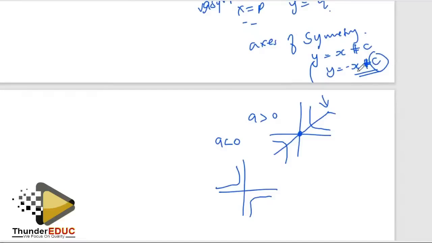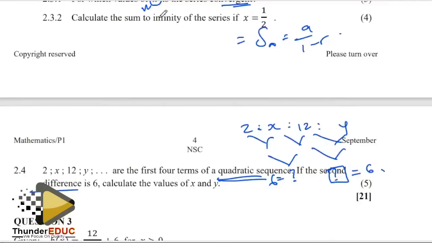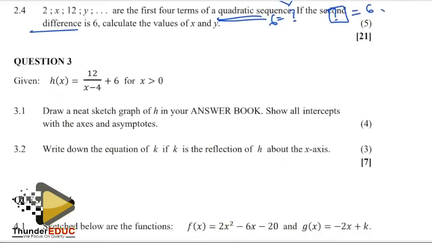And then remember, with the transformations that happen, let's look at a snip of these questions. There's question number 3, which is a hyperbola, so 12 over x minus 4 plus 6. So you can see that this is an asymptote, and that is also an asymptote. Then when they ask you to sketch, in most cases, you will need what we call the intercepts.